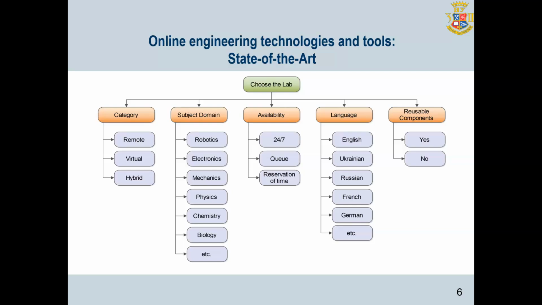To structure and classify the criteria, the hierarchy diagram was created. A fragment of the main criteria is presented on this slide. They are category, subject domain, availability, language, and reusable components. Additional criteria are the equipment used. It can be standard, for example, Arduino, Raspberry Pi, or original. The method of experiment control, and others.